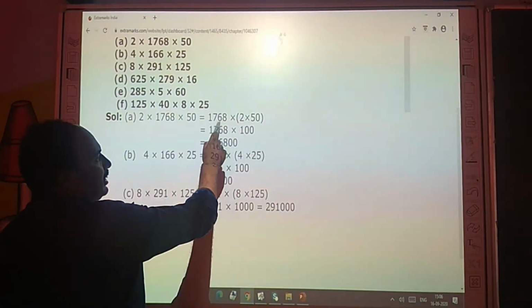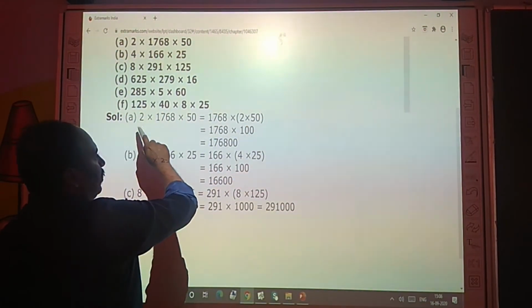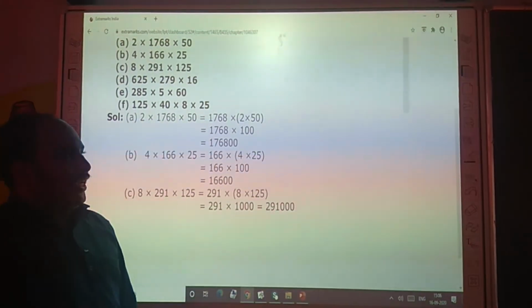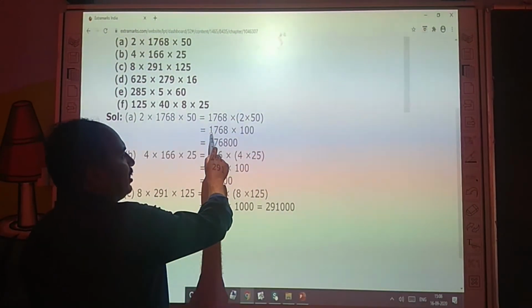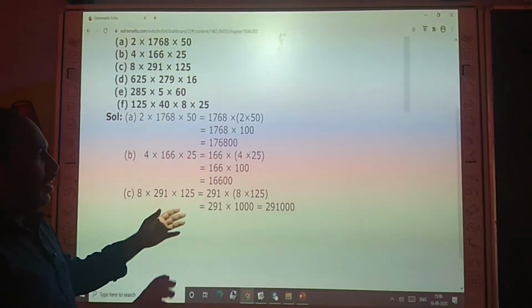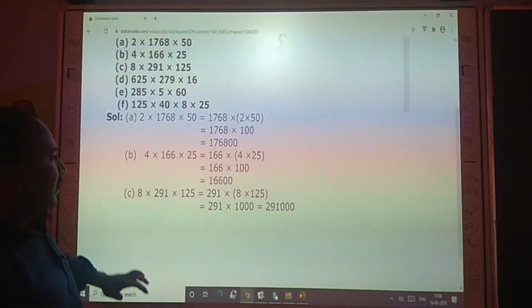So 1768 the first term, we multiply 2 into 50. 2 into 50 is equal to 100. So 1768 into 100. So our answer is 1,76,800.